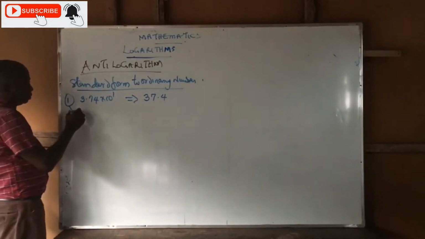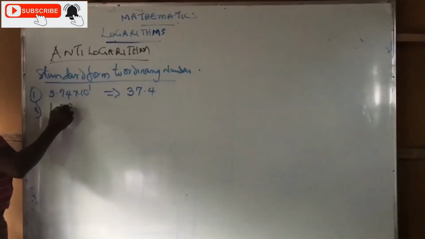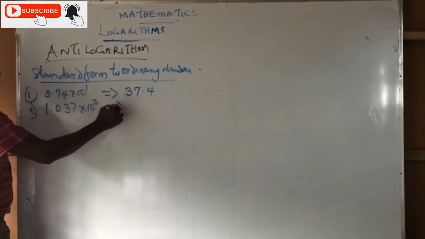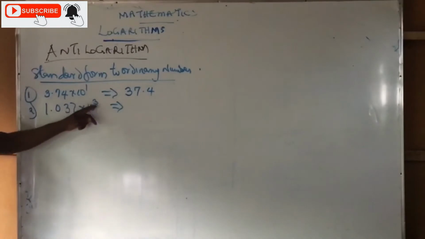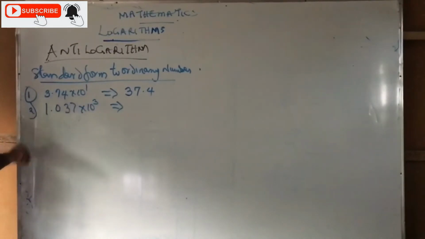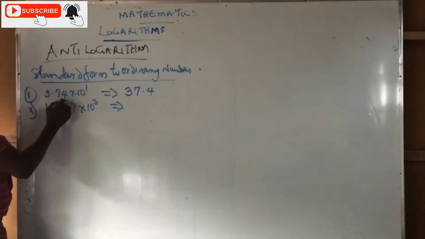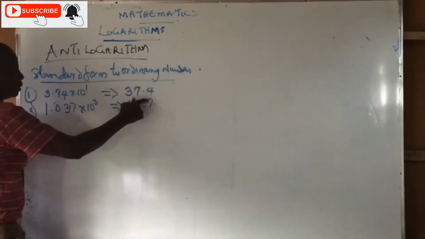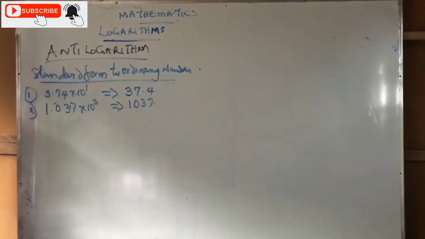Number 2. 1.037 times 10 raised to power 3. What does that one mean? It means that the number will be shifted forward 3 times. 1, 2, 3. 1037, the point. So we have it in that order.